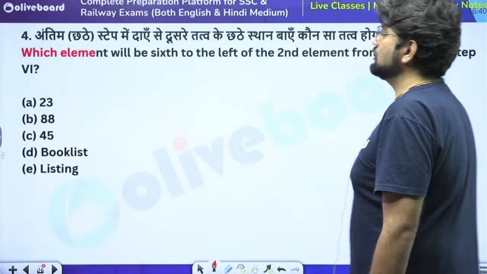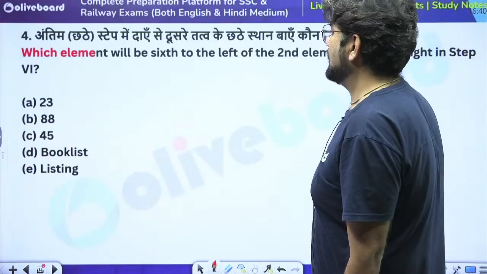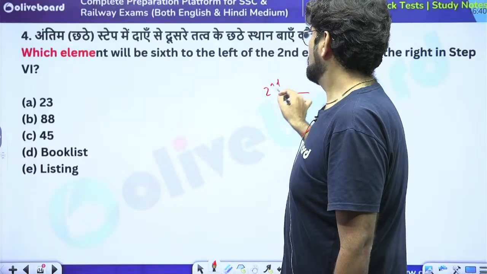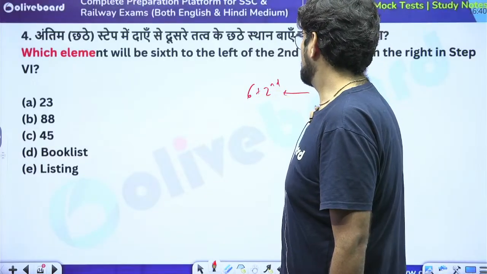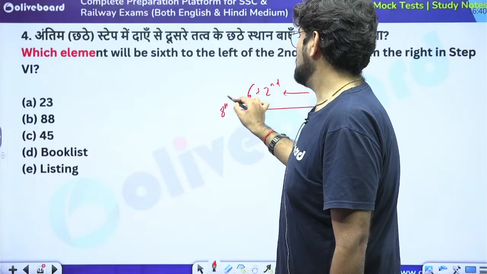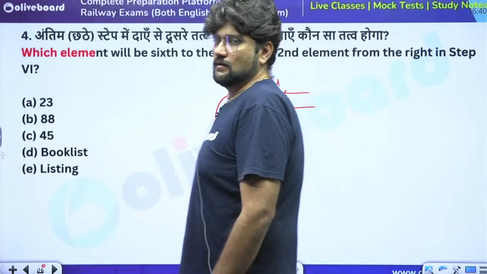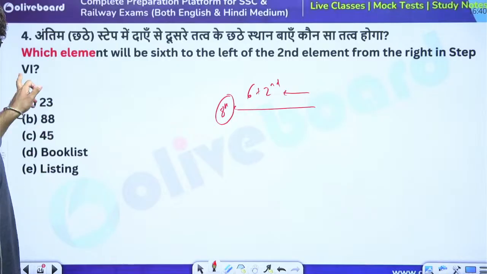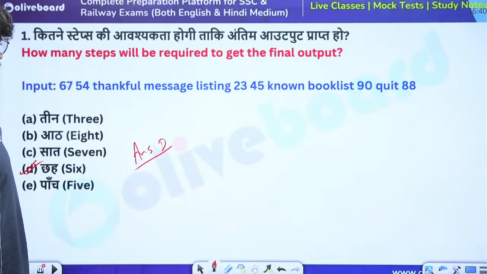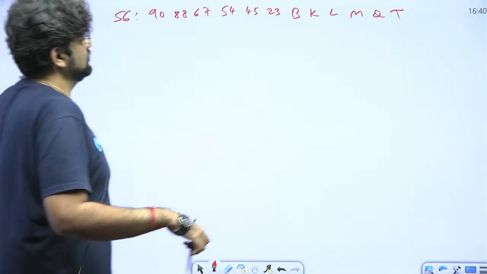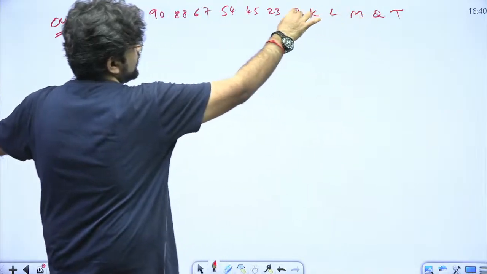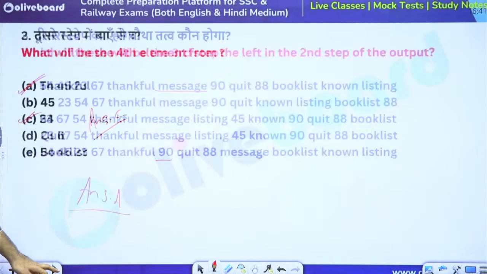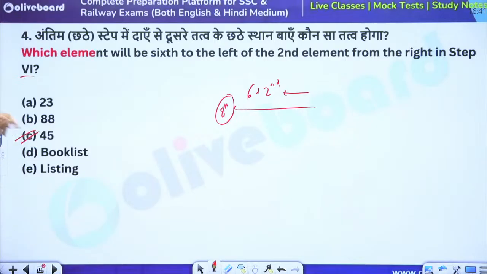Next, which element will be 6 to the left of second element from the right in step 6? Okay. Second element from the right, 6 to the left. So basically we are looking for 8th element from the right. Okay. 8th element from the right is what they're asking us in step 6, the final output step. 8th element from the right. So this is 1, 2, 3, 4, 5, 6, 7, 8. It's 45.